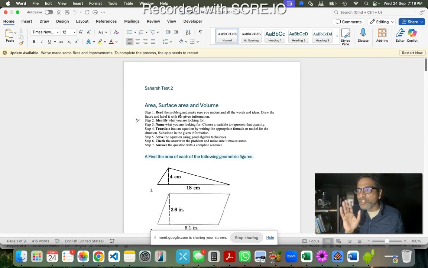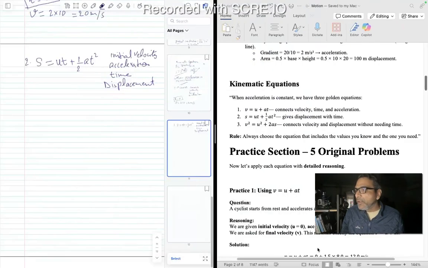Read the problem, make sure you understand all the words and ideas. So if the question asks for the displacement, or the initial velocity, or the final velocity, or the acceleration, or the time, and you do not understand any of those terms, you are unable to solve it. So that's the main focus. First you have to understand those terms. Cool.